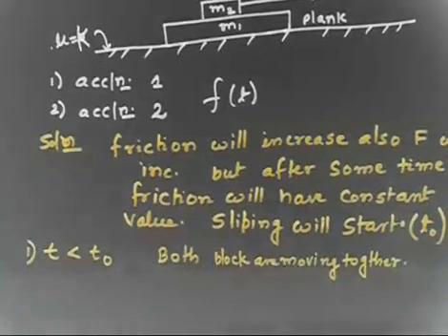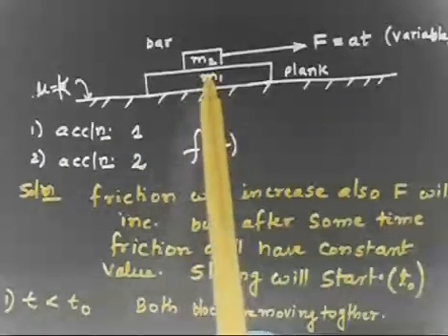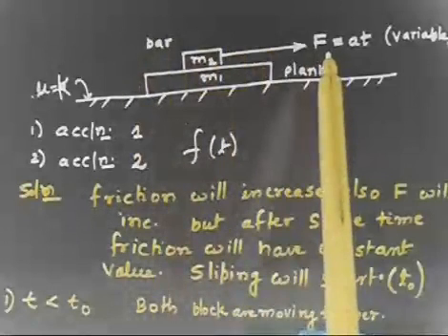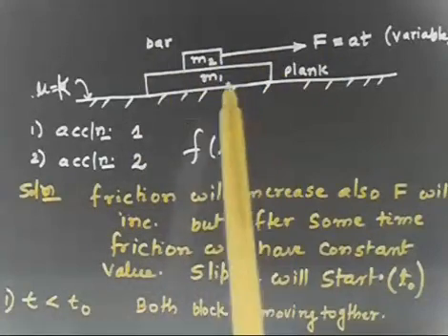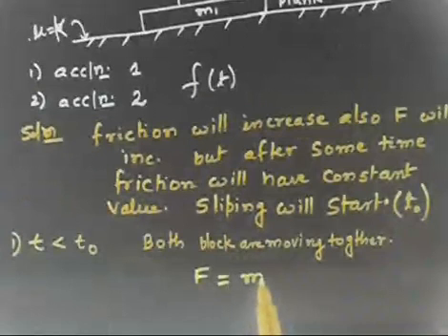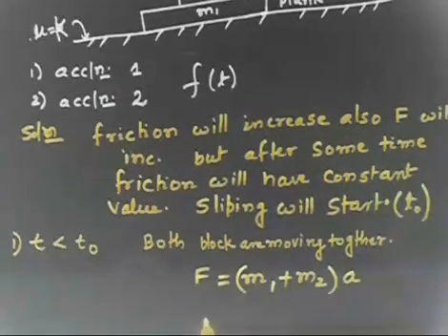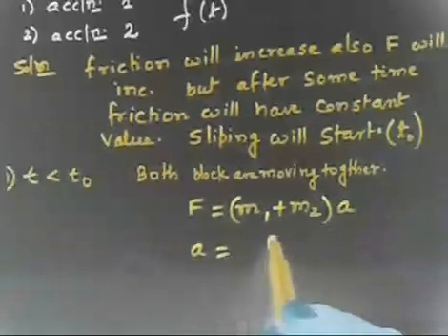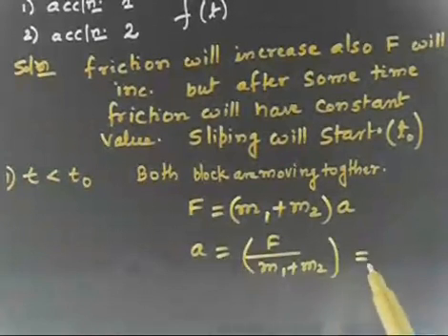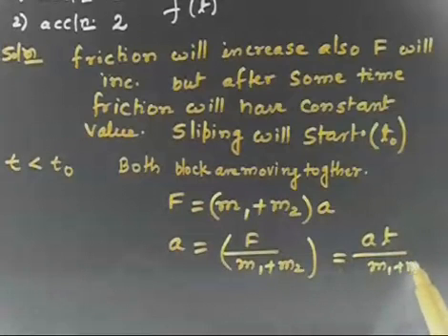Did you agree? So what is the total force on the system? This friction force becomes internal in nature. So the total force on this system is F. Are you getting? And what is the mass of the system? m1 plus m2. So I can write force equals mass into acceleration, m1 plus m2 into acceleration. So acceleration will be F divided by m1 plus m2. And F is given by at, so I can write at divided by m1 plus m2.